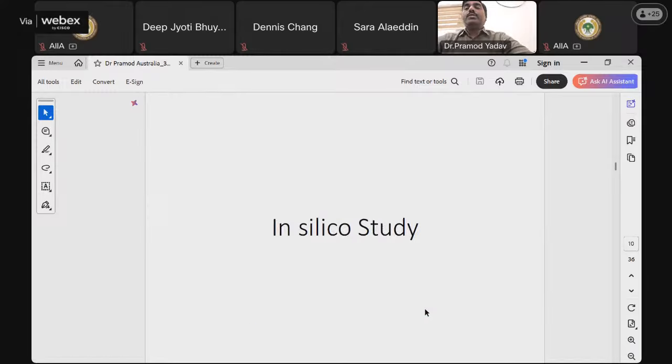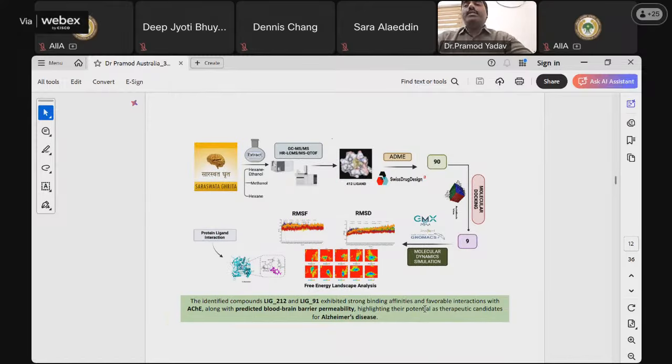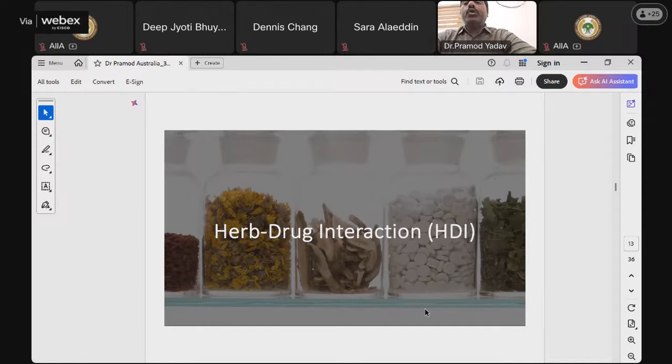So moving ahead to the in silico study. In the in silico study, the phytoconstituents of this formulation were mapped with the targets for Alzheimer's disease, and we found more than 600 overlapping targets. On further robust analysis and dynamic studies, we found that two particular compounds, LIG 212 and LIG 91, exhibited strong binding affinities and favorable interactions with acetylcholinesterase, along with predicted blood-brain barrier permeability, highlighting their potential as therapeutic candidates for Alzheimer's disease. So this gave us some insights that this formulation can be useful.